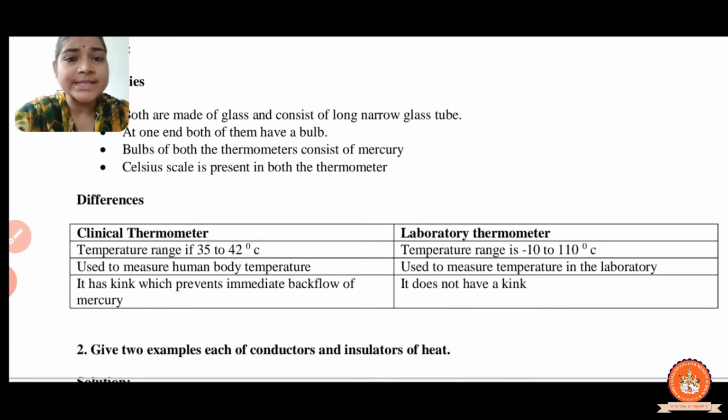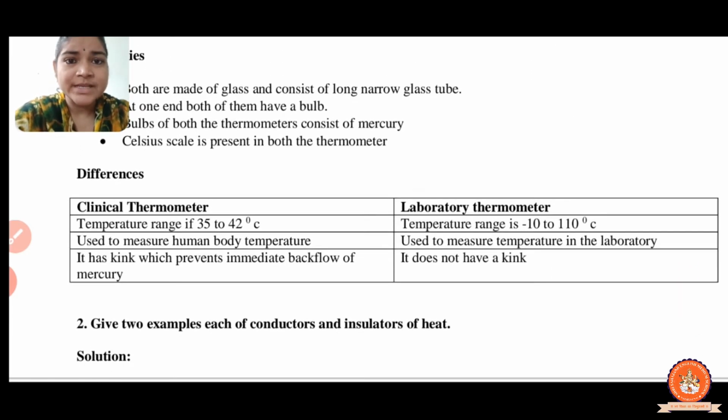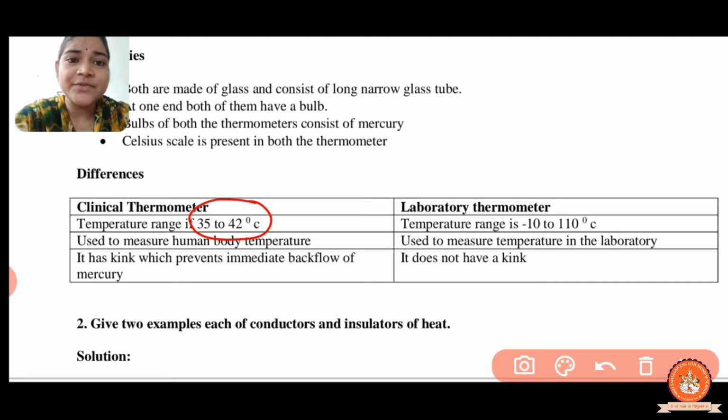Now let us discuss the differences. The first difference is the temperature range. In a clinical thermometer the temperature range is 35 degrees Celsius to 42 degrees Celsius. Again I repeat, the range in a clinical thermometer is 35 degrees Celsius to 42 degrees Celsius. Now the range in a laboratory thermometer is -10 degrees Celsius to 110 degrees Celsius.